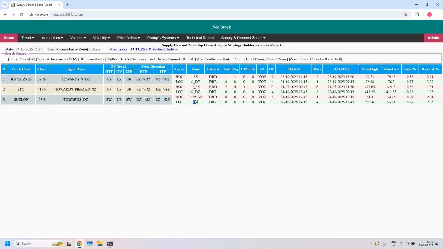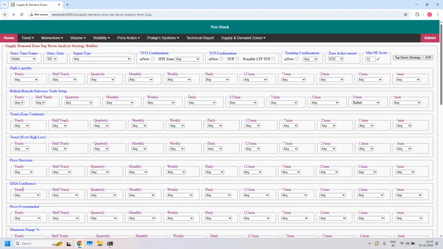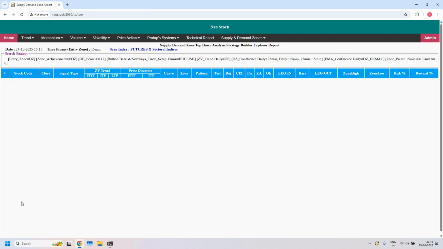So in these 3 stocks, all the 15 minutes demand zones overlapped with 75, both together overlapped with daily demand zone. And daily trend is uptrend in 2 stocks. Let's verify if these 2 have a daily EMA confluence with daily demand zones, and at the same time trend on the daily should be uptrend, not sideways, because it is a bullish trade setup. So no stocks as per this strategy. So this is bullish trade setup.